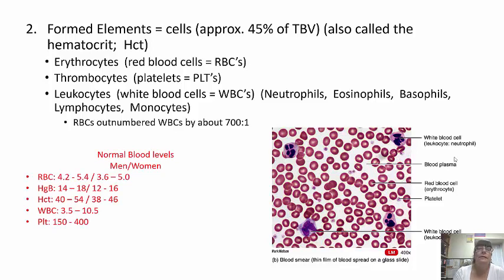So normal blood levels, red blood cell count 4.2 to 5.4 in men, 3.6 to 5.0 in women. Hemoglobin 14 to 18 in men, 12 to 16 in women. Hematocrit 40 to 54 in men, 38 to 46 in women. White blood cell count 3.5 to 10.5, and platelets again 150 to 400.